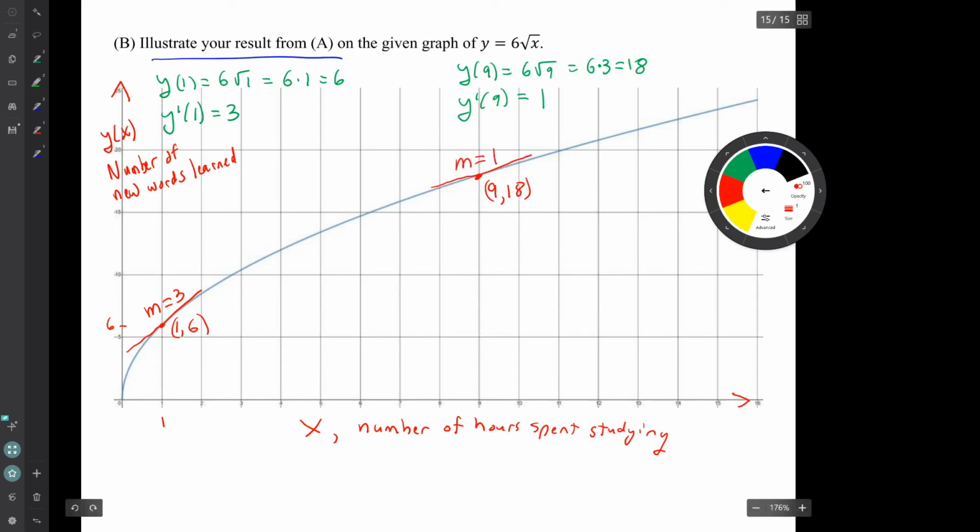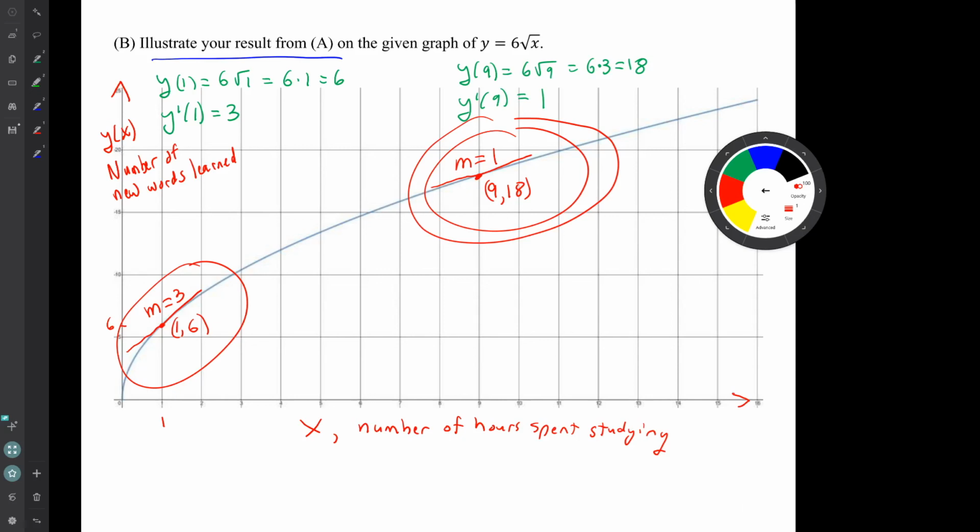So notice the tangent line here is steeper than the tangent line here. So when the student's been studying for 1 hour, they're learning words at a rate of 3 words per hour. But when the student has been studying for 9 hours, they're only learning new words at a rate of 1 new word per hour.